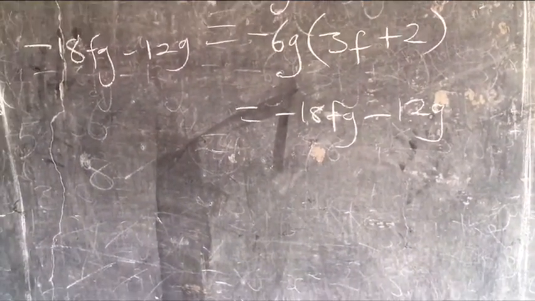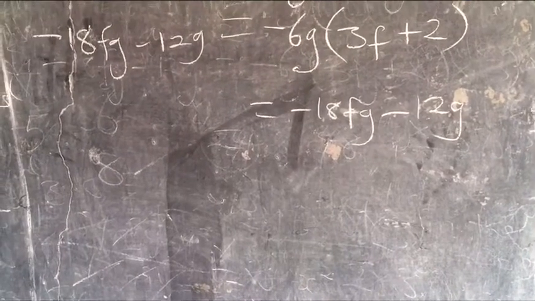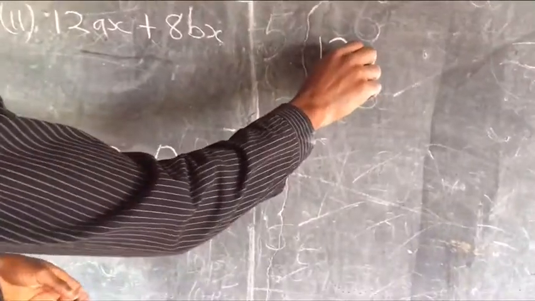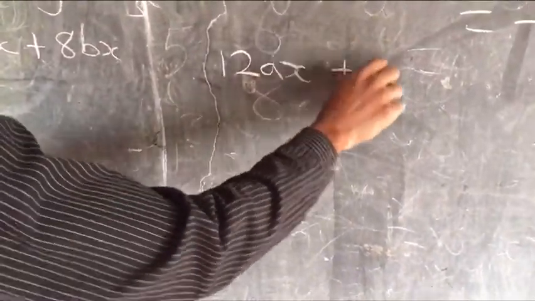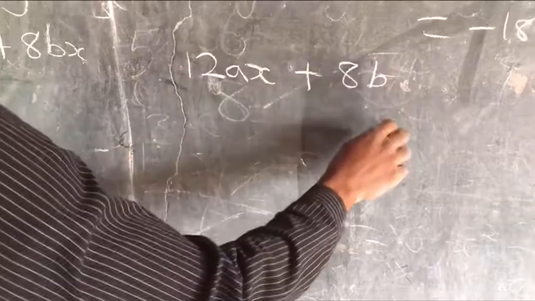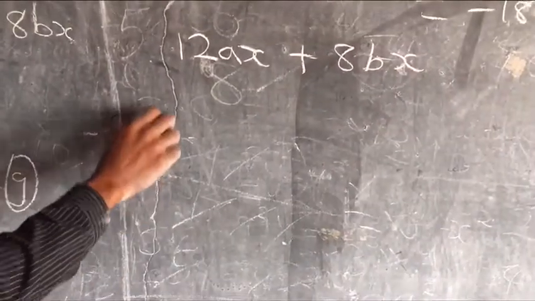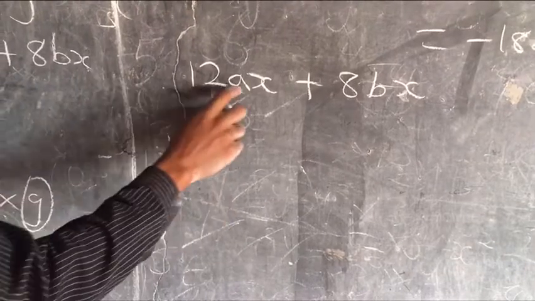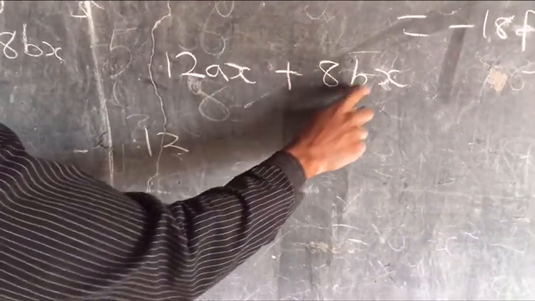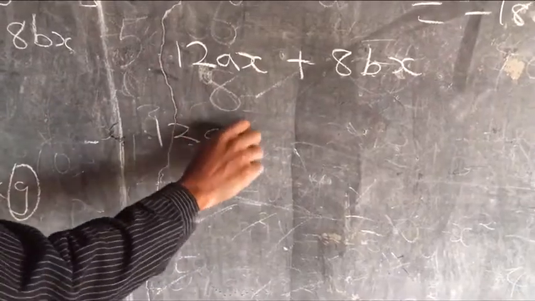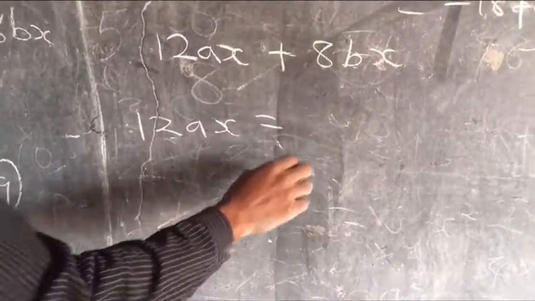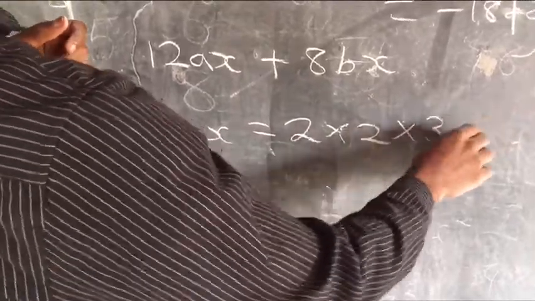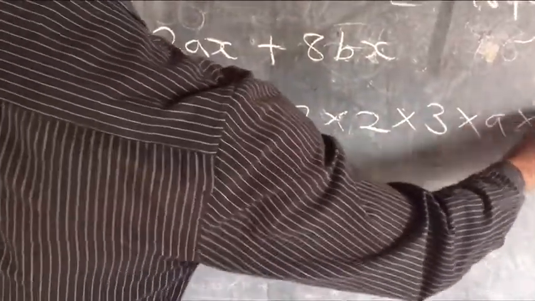If you know clear, we'll use the number 2, take am as well. So number 2, I get 12ax and 8bx. So if I pick 12ax plus 8bx, I will express them as 2 times 2 times 3 times a times x.